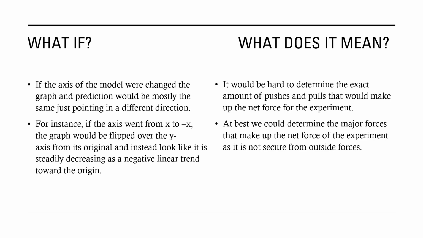What if? If the axis of the model were changed, the graph prediction would be mostly the same, just pointing in a different direction. For instance, if the axis went from x to negative x, the graph would be flipped over the y-axis from its original, instead looking like it is steadily decreasing as a negative linear trend toward the origin.